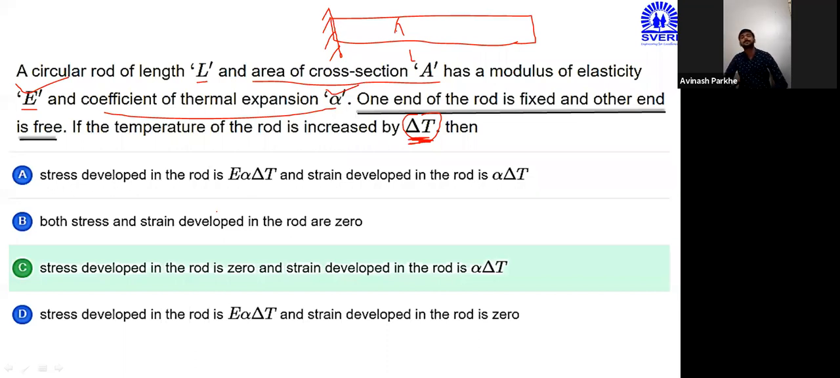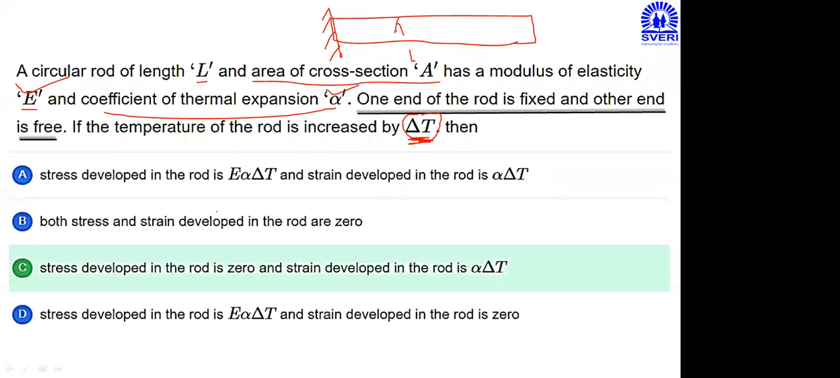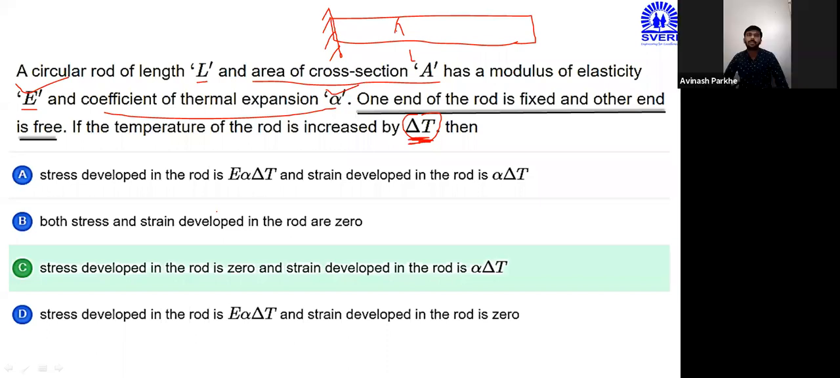Now, what will be the answer? Stress developed in the rod is E into alpha into delta T, and strain developed in the rod is alpha into delta T. Now here we have to identify the condition. If one end of the rod is fixed and another is free, what exactly happens here? Whether stress is developed or not, whether strain is developed or not, or both stress and strain are equal to 0, or stress is developed and strain is equal to 0, or stress is 0 and strain is developed. So like that, four options are given.